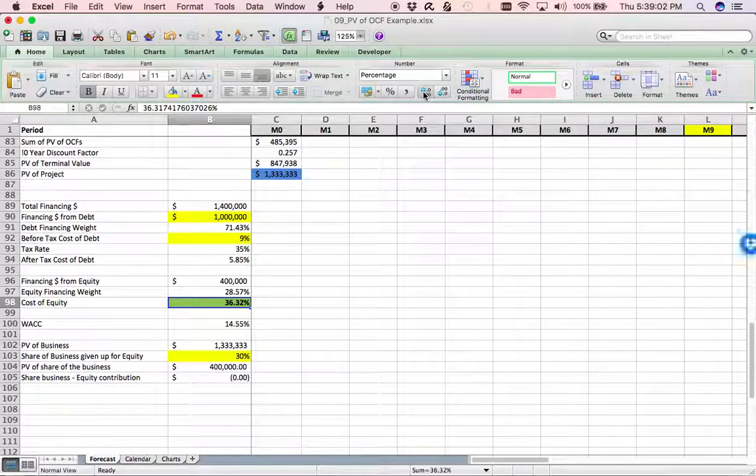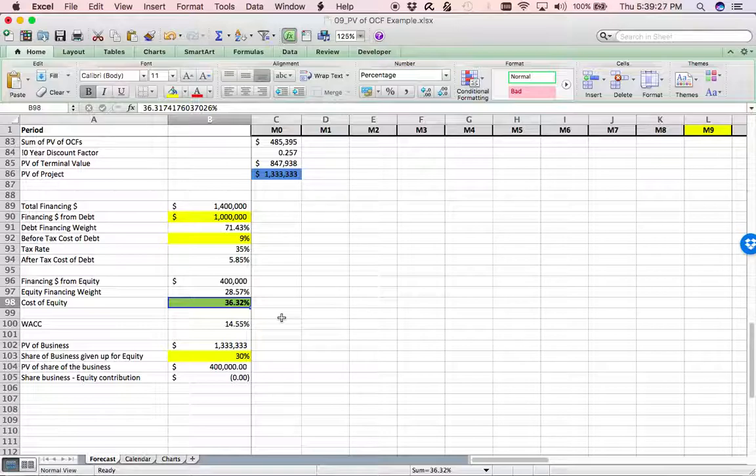I'm going to expand out the number of decimal places on the cost of equity. But instead of me going through and trying different values in order to get those two to where they're equal, it just comes back and says, oh, based on these assumptions, it's equal when the cost of equity is 36.32%.